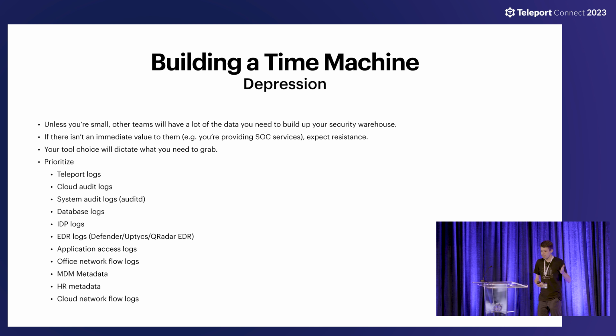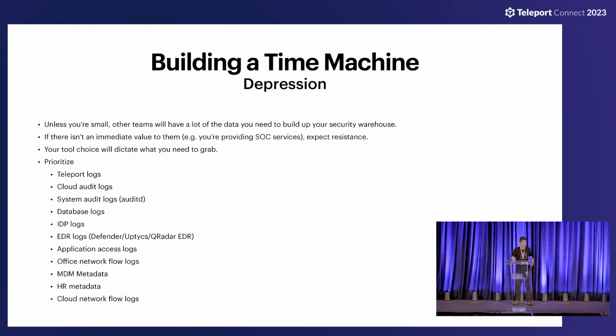In a rough order, I would really suggest making yourself a priority list of what you need to grab, and my general view is, start with your Teleport logs, because you probably own Teleport and can lay hands on them. Look at your cloud audit logs. So if you're in Google, that's going to be the Google Cloud logs from the root of your organization.